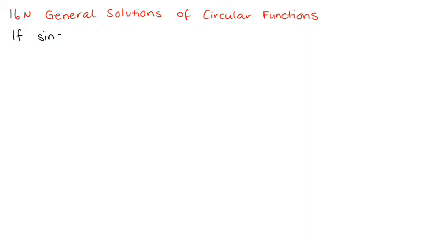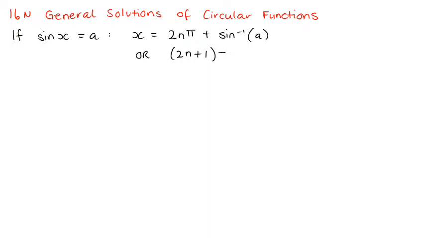If sine of x equals a, then x equals 2 times n times pi plus the inverse sine of a, or 2n plus 1 times pi minus the inverse sine of a, where n is an element of z.